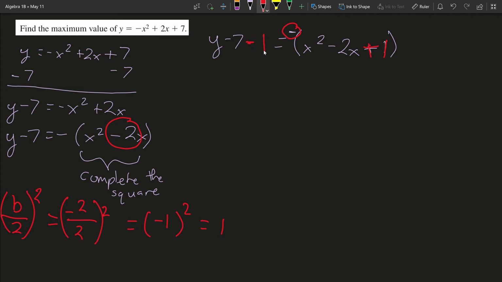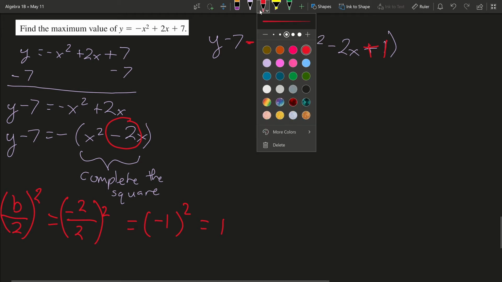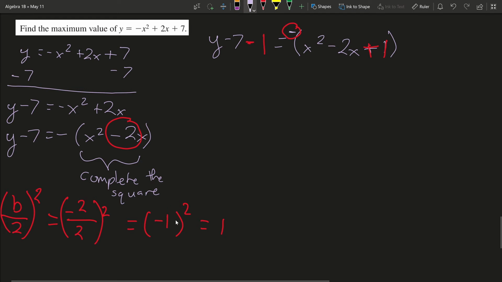You might be wondering, why are we doing that? Well, notice that when we multiply this negative out to this positive 1, when we distribute it, this will be equal to negative 1, right? So that means we'll need to add negative 1 to the left side as well. Whatever you do to the right side has to be done to the left side. So now we can factor this. Okay. And notice that we had negative 1. So when we factor this, it's going to look like this. X minus 1 squared. And then on the left side, we're left with y minus 8.